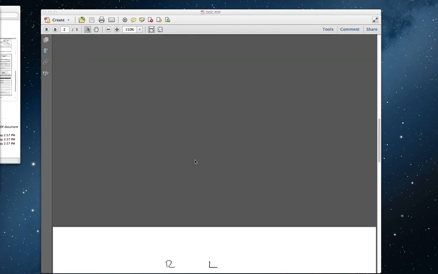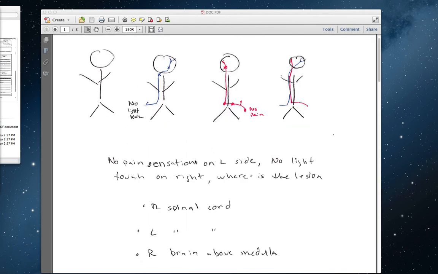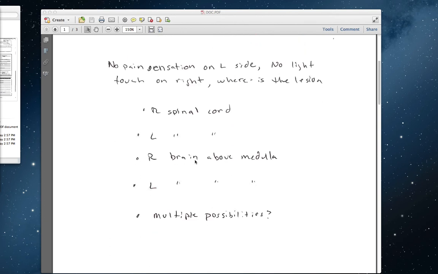Let's do a more complicated version of a pain sensation here, or a sensory issue. And this is using the two pathways that you're responsible for, the dorsal column pathway and the anterior spinothalamic pathway. No pain sensation on the left side, no light touch on the right side. Where is the lesion? Is it in the right spinal cord, left spinal cord, right brain above the medulla, left brain above the medulla, or are there multiple possibilities to choose from here?